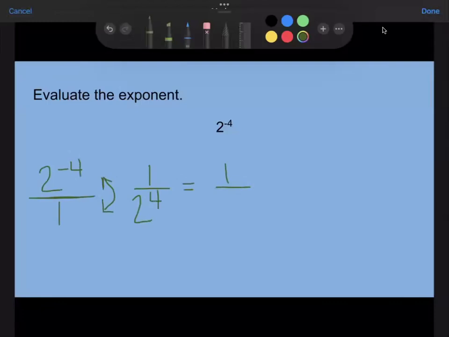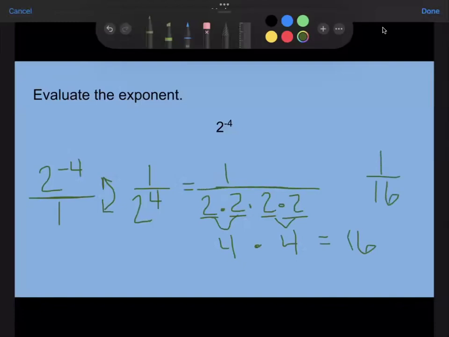Well, remember, the little exponential number tells us how many numbers we are multiplying. That's why I put 4 lines. And the number we're multiplying is the base, or 2. So this is 2 times 2 times 2 times 2. Now I have to figure out what that's equal to. Well, 2 times 2 is 4, and 2 times 2 here is 4. So 4 times 4 is equal to 16. So this becomes 1 over 16. So 2 to the negative fourth power is the same as 1/16.